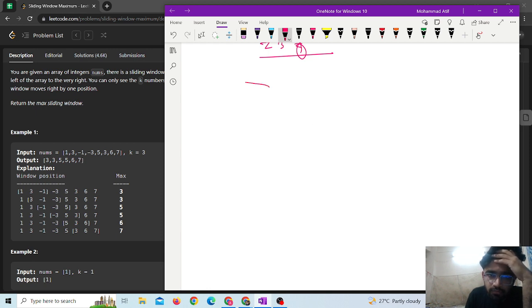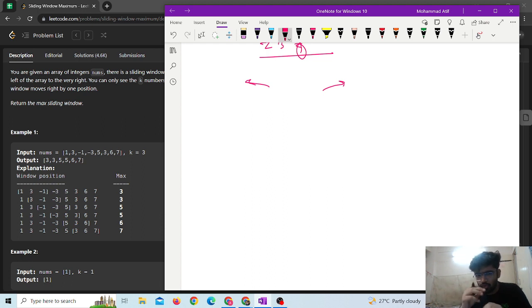After doing this pop front operation and pop back operation, we will simply push the current index to the back of the dq. Push back i, right? And in case my i is greater than or equal to k minus 1, it means that my first window is over and we are into the next consecutive windows. So from there we will be storing nums of dq dot front.